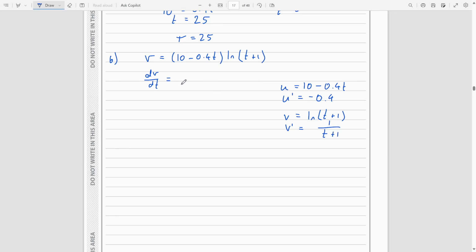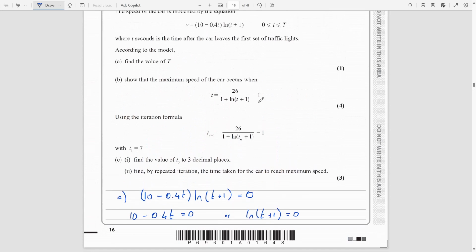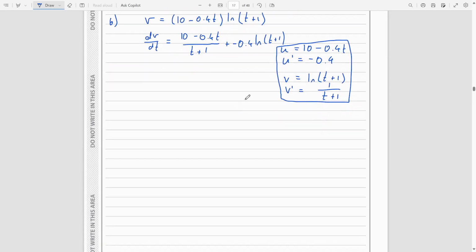So chuck that all in here. It's u v dash, so that is (10 minus 0.4t) over (t plus 1), plus v u dash, which is actually minus 0.4 ln(t plus 1). I probably should have given myself more room. I'll just box that off so it's clear it's not part of that. So I need to show that that is equal to all of this, and you can see they've got t on its own here, and I can also see a 26. So let's think about how we're going to get there. First I'm going to set that equal to 0.